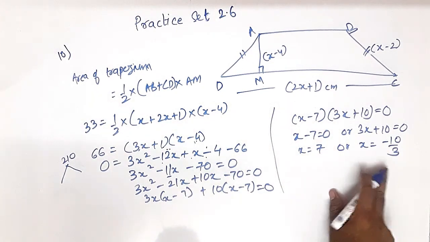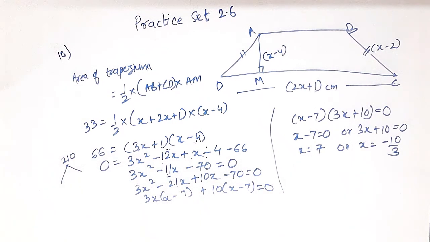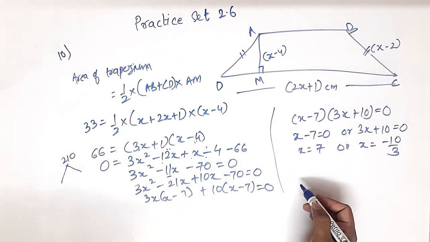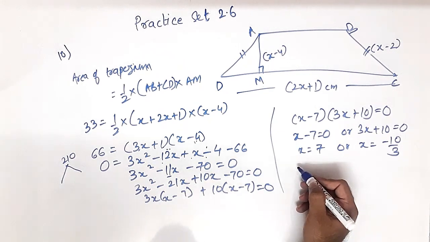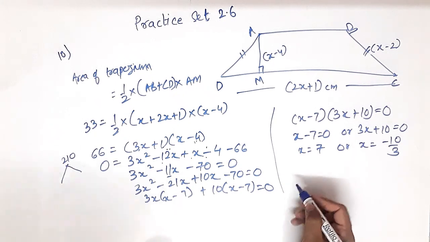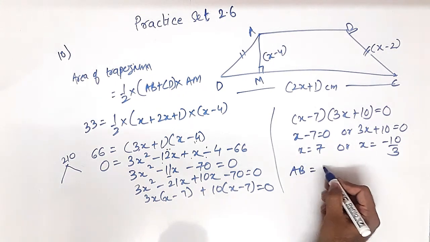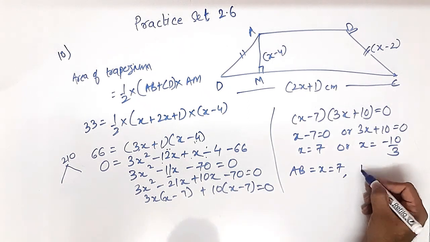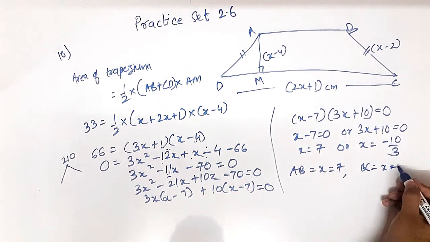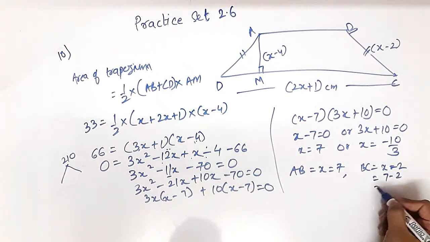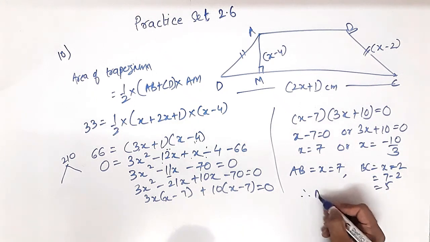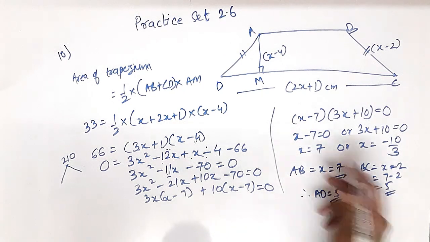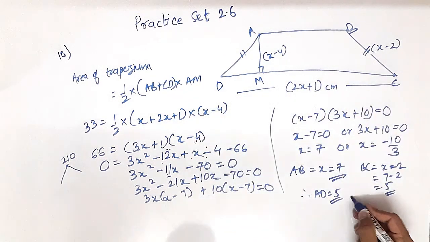x cannot be negative, so the possible value of x is 7. So I'll now find all four sides. AB is equal to x, which is 7. Now let us come to BC. BC is x minus 2, so it is 7 minus 2 equals 5. Therefore AD is also 5. 1 we got, 2 we got, 3 we got, and the fourth one is CD.